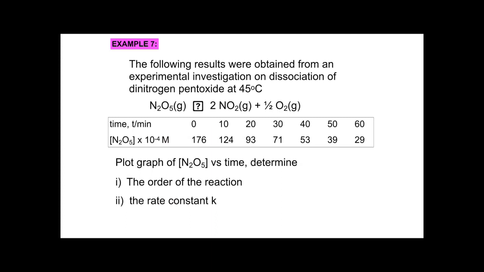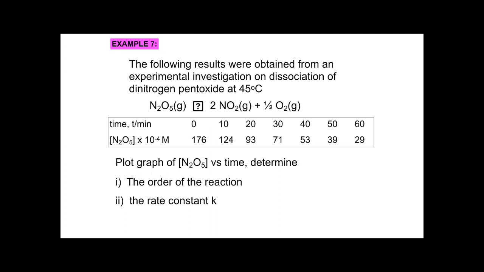Example, there is an arrow in this question. The question mark is actually an arrow. The following results were obtained from an experimental investigation on dissociation of nitrogen pentoxide at 45 degrees Celsius. Plot a graph of concentration of N2O5 versus time and determine the order of the reaction and the rate constant.